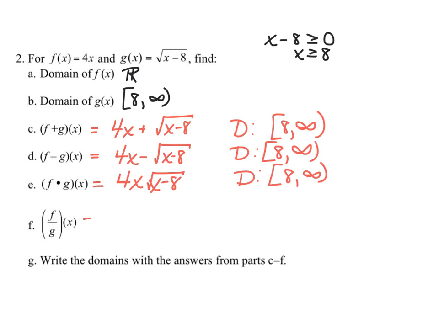For division, I will have 4x over the root of x minus 8, and I'm definitely going to have some new restrictions here. So I can't have anything that would cause my denominator to be 0 here. So if x were 8, my denominator would be 0. So now 8 is excluded from the domain, so I'm going to switch that to a parentheses.